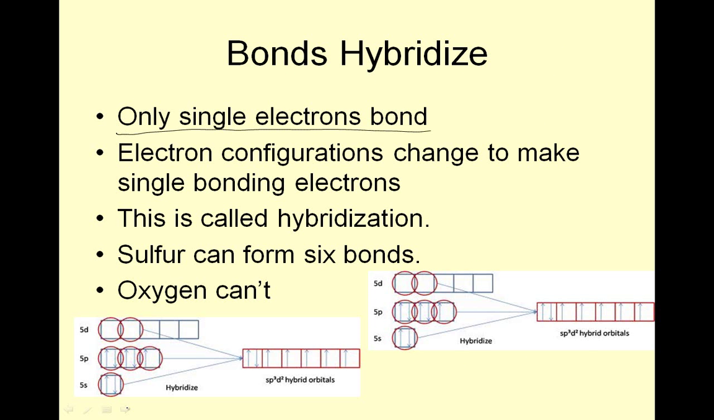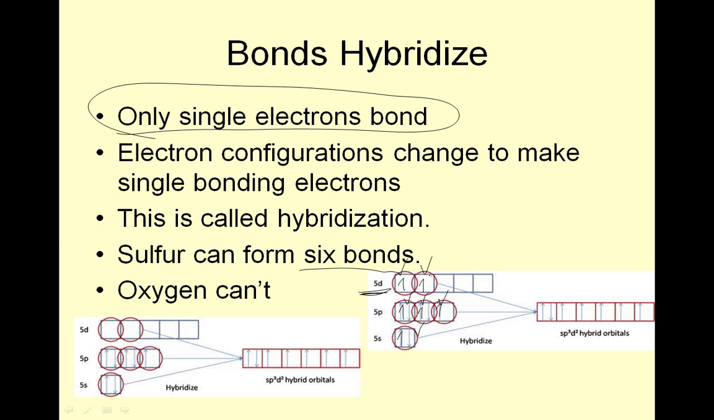Bonds hybridize. Single electrons form bonds. That's why I aimed single electrons before. Electron configurations change to make single bonding electrons. This is called hybridization. So sulfur can form 6 bonds. If you look at sulfur, it has 6 valence electrons. So what happens to sulfur is one of its electrons jumps up here, right? And one of these electrons jumps up here. So notice it now has 6 bonding spots, okay? So that's why sulfur can form 6 bonds.